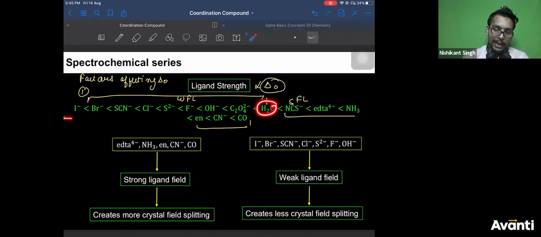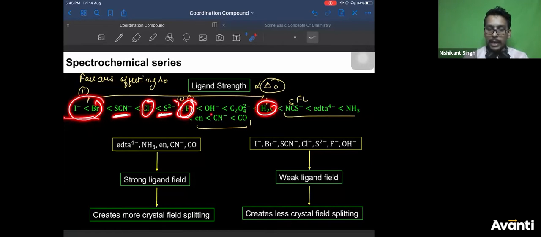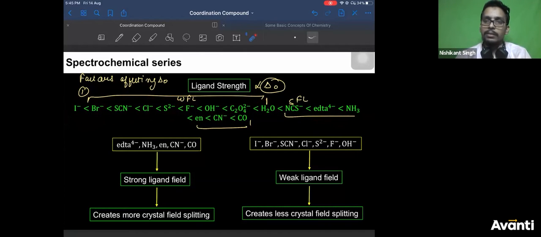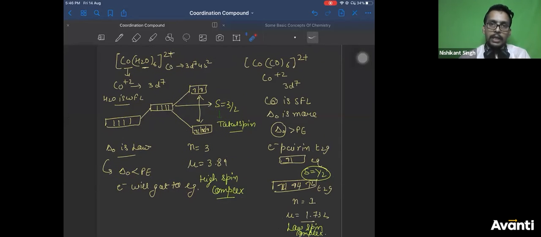Before water, all halides are there. Apart from halides, what do you have? Two sulfur ligands, thiocyanate and sulfide, and hydroxide and oxalate. These are the only four ligands you have to remember. The rest, everything is strong. Halides, two sulfur ligands, sulfide and thiocyanate, two oxygen ligands, oxalate and hydroxide. Only these ligands are before water. So is it there in NCERT also?